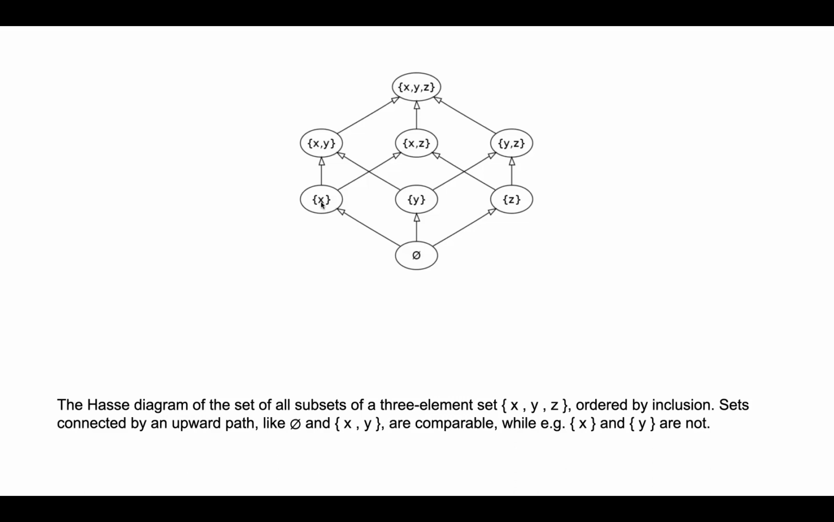Singleton X is there and singleton Y is also there. It is nothing but the partially ordered set and Hasse diagram. Here it completes our unit.